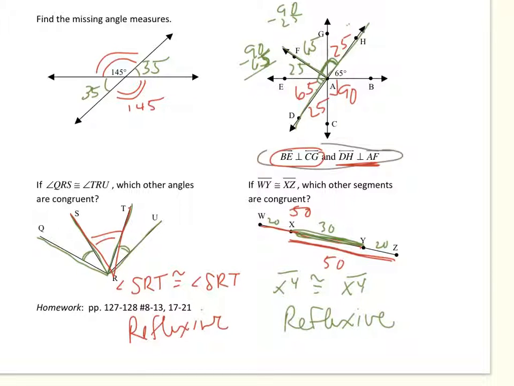With this information, you should be able to now start your homework, which is page 127 through 128, 8 through 13, and 17 through 21. Remember, perpendicular lines form right angles, and right angles are congruent angles. And we also have the reflexive property to talk about.